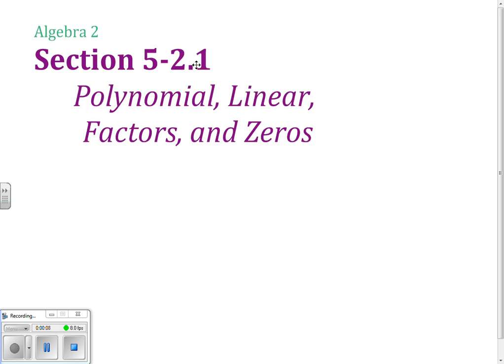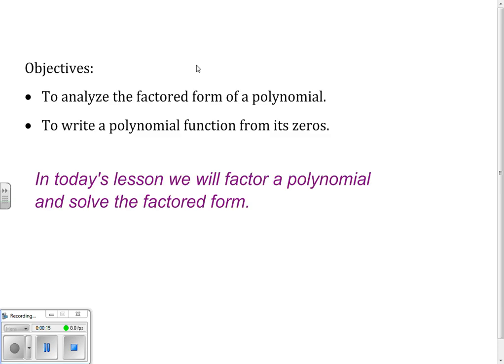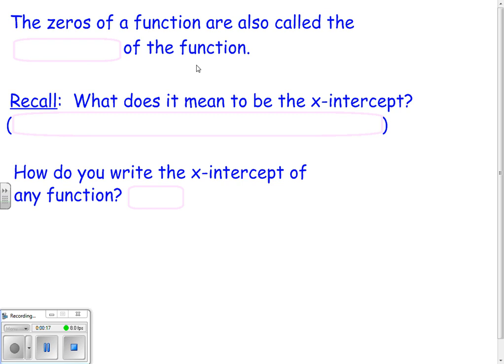Section 2 starts talking about polynomials and their factors and zeros. All stuff we've discussed in the previous chapter, but we'll put a new spin on it. So we're going to talk about zeros of a function.